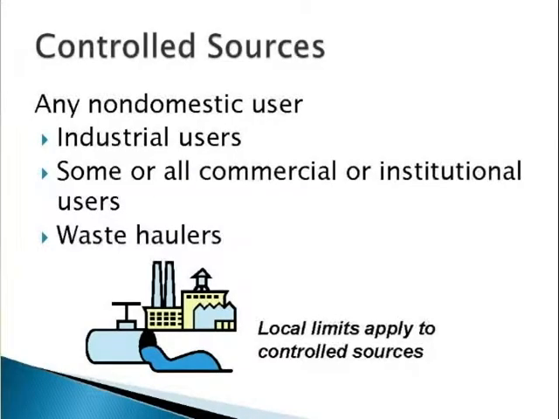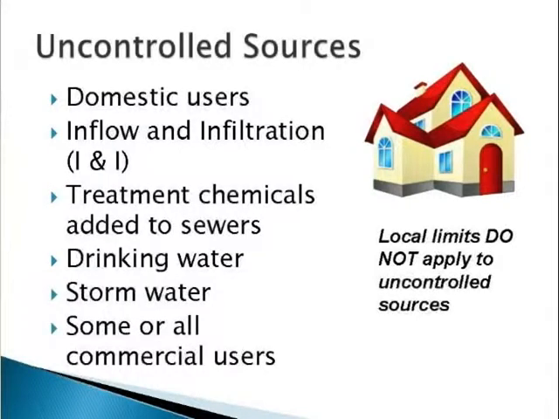A controlled source is anyone that you can permit, such as any non-domestic users, commercial or institutional users, hospitals, newspapers, smaller entities, and if they have waste haulers, those would be considered a controlled source. And uncontrolled sources, you know, I&I, you can't really control I&I. Treatment chemicals that are added to the sewer just for maintenance, that's within a POTW's entity. And drinking water issues, those are typically uncontrolled sources. You can't control them.